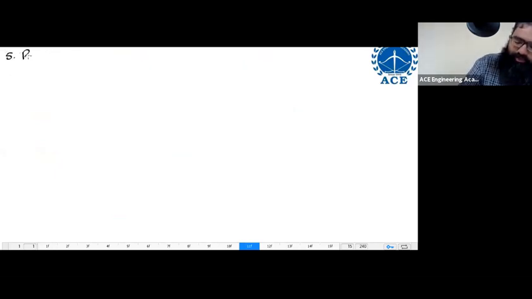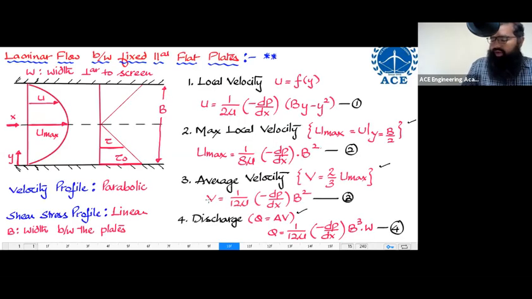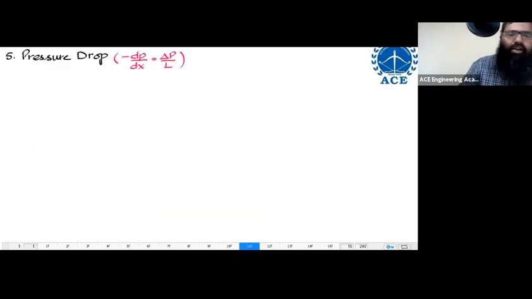So the fifth formula is pressure drop, represented by delta P. What is the logic for getting delta P? Very simple: wherever you see minus dP by dx, replace it by delta P by L. In the previous slides, you had the formulas for velocity and discharge. There you replace minus dP by dx with delta P by L and get the value of pressure drop. So what are you going to get? Do it yourself.